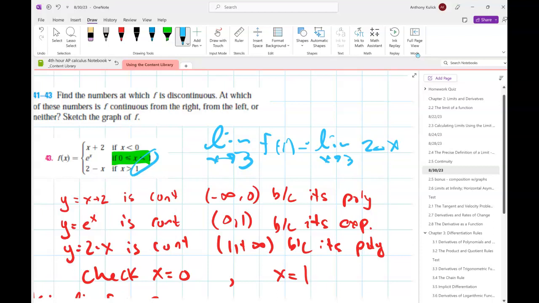Where you get into trouble is when you want to look at the boundary between the two pieces, where one side of that piece acts one way and the other side acts a different way. That's why we had to do left and right limits for this one. Is that? Yeah. Okay.